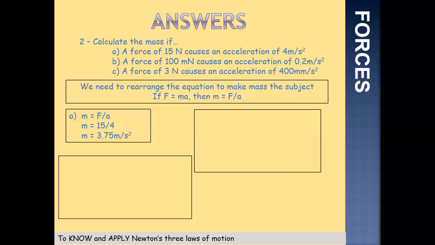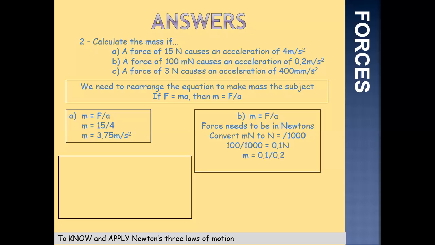B, a force of 100 millinewtons causes an acceleration of 0.2 meters per second squared. So we've got force divided by acceleration, but force needs to be in newtons. It's currently in millinewtons, so to convert, we divide by 1,000. 100 divided by 1,000 is 0.1. So the mass would be 0.1, which is the force, divided by 0.2, which is the acceleration, 0.5 kilograms. And C, a force of 3 newtons causes an acceleration of 400 millimeters per second squared.